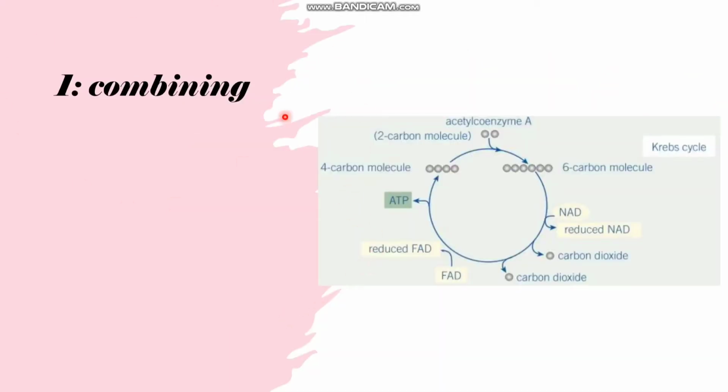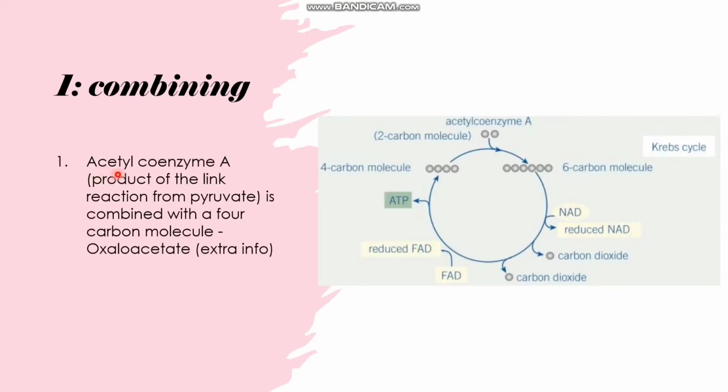Jumping straight in with the first step of the Krebs cycle, which is combining. We start with acetyl coenzyme A, the product from our link reaction. In glycolysis, the first stage of respiration, we produce pyruvate, and then pyruvate goes on, in the link reaction, to be converted into acetyl coenzyme A in the matrix of the mitochondria. We want to combine our acetyl coenzyme A with a 4-carbon molecule that is already in the matrix of the mitochondria.